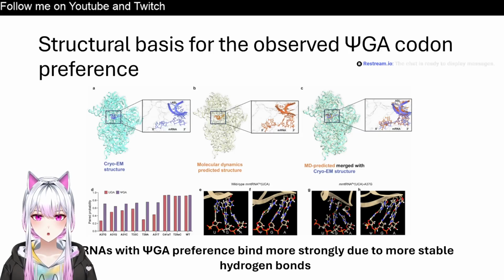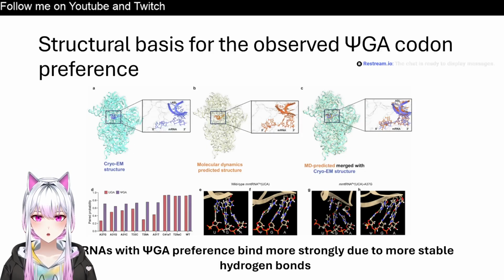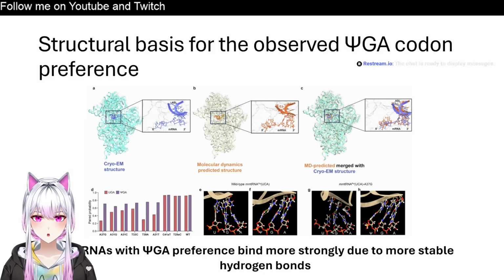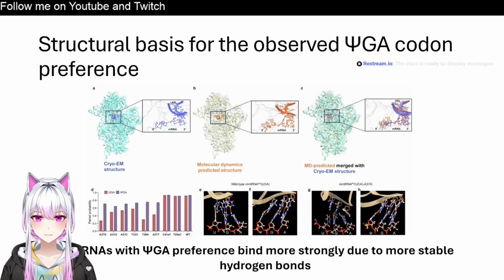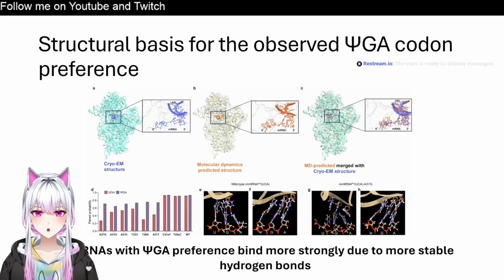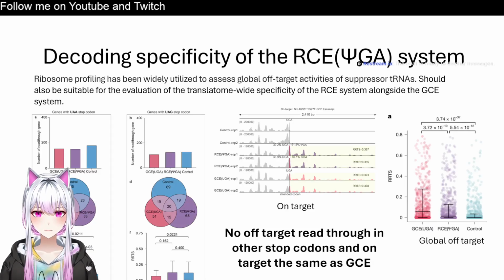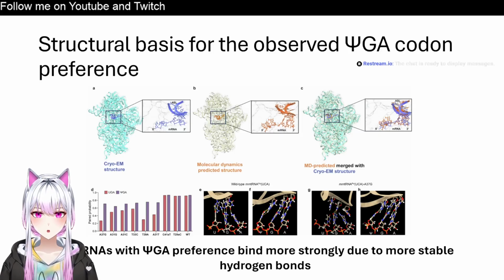Now the structural basis of why that mutation works. Essentially, the bottom line is the reason why this tRNA is more specific to pseudouridine is because of the increase in hydrogen bonding towards this region. They have 3 more hydrogen bonds as compared to the original.